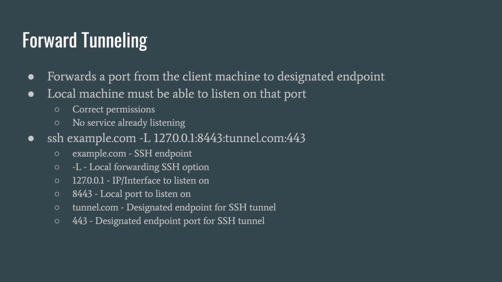And an example would be you SSH into example.com. The dash capital L specifies a local listen and forward tunnel. The 127.0.0.1 is going to be the interface that you're going to be listening on. 8443 is the port that you're going to be listening on, and that section is for your client machine. The tunnel.com and the 443 is going to be the designated endpoint.